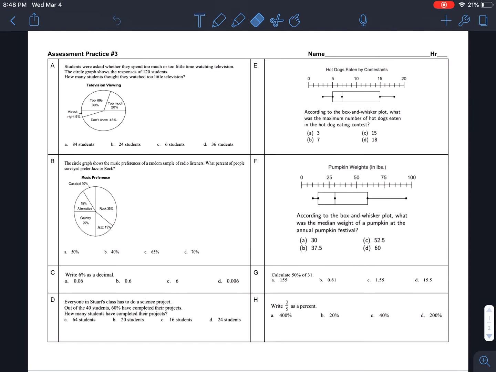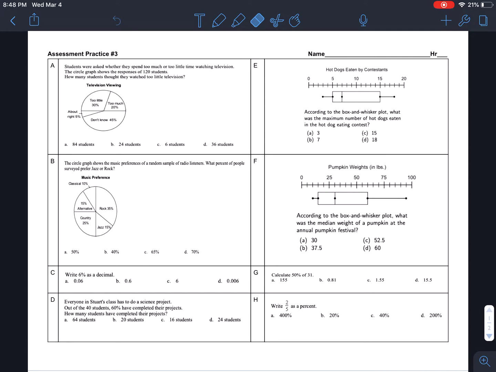Okay guys, so this is the video for assessment practice number 3, and as you can tell looking at this, I have included not only circle graphs or pie charts, but also box and whisker plots. And then there's even some stuff having to do with decimals. So decimals and percentages, which we've been talking about the past couple days. So please pause the video, go through, complete this.